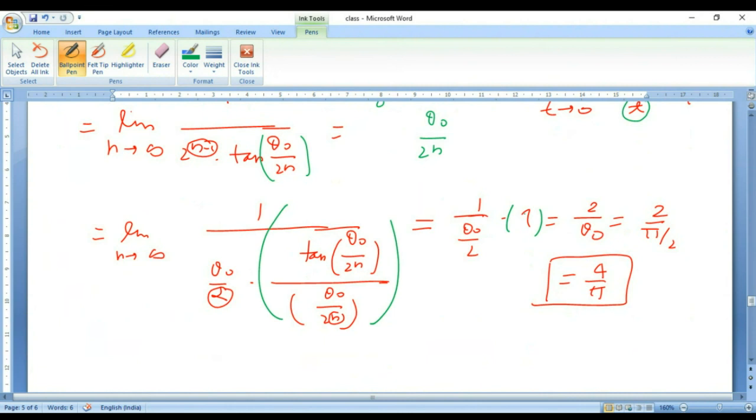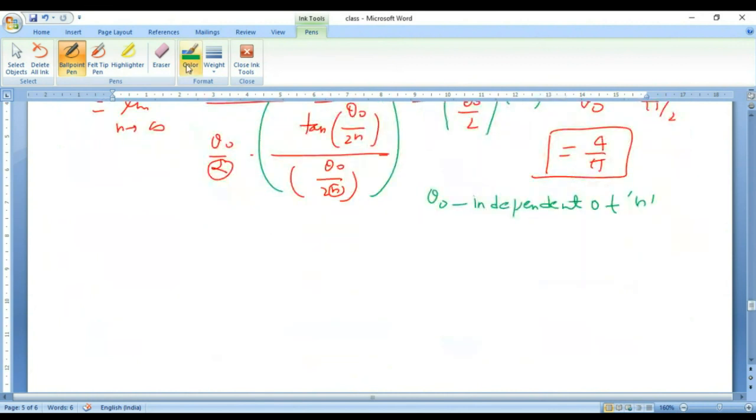One important remark is that theta naught is independent of n. So when you take out the limit, this is just pulled out. So this becomes 1 over theta naught by 2, and so it becomes 2 over theta naught. So 2 over pi by 2 gives you 4 over pi. So my final answer to this question becomes 4 over pi.